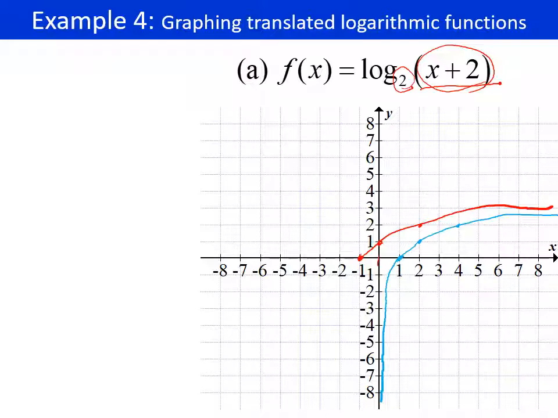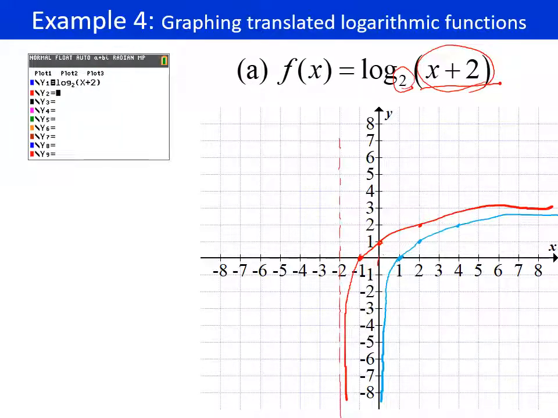However, you notice the asymptote, which was on the y-axis, is now going to be here. So this graph never goes past the line x equals -2. So there, in red, is the graph of log base 2 of x plus 2.